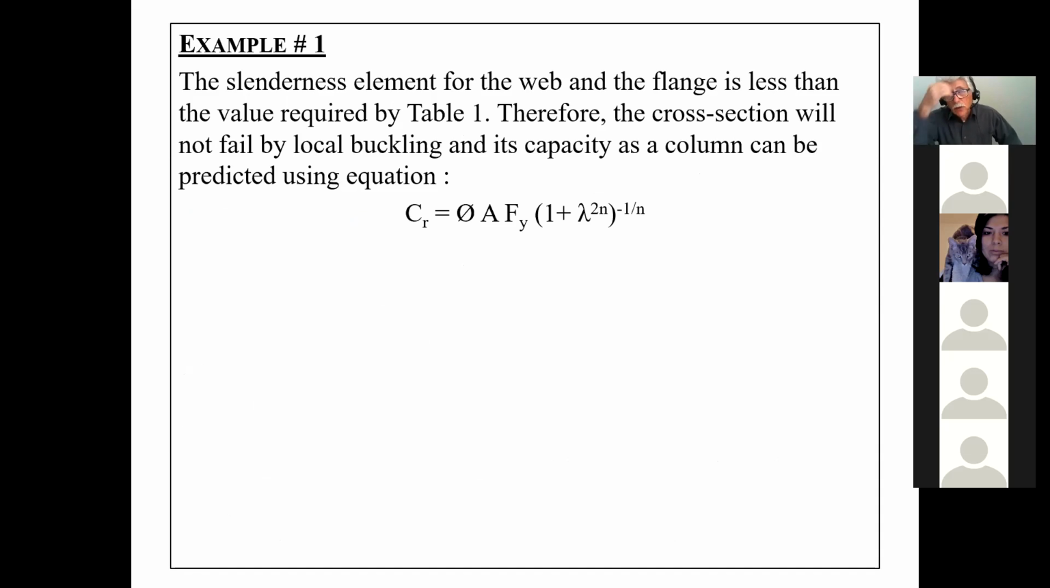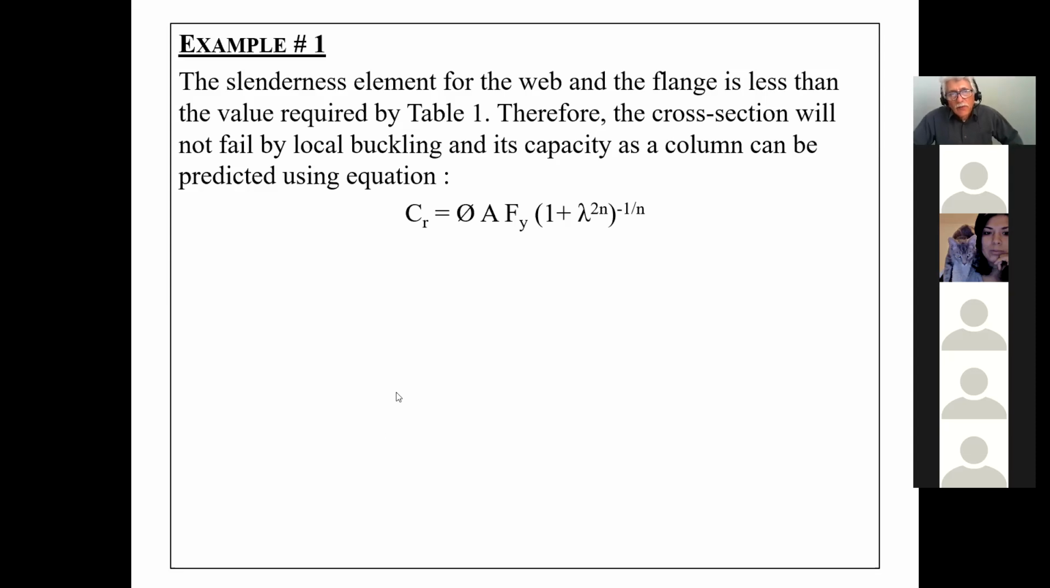But again, you use the formula only if you've verified that it meets the requirements of table number 1, okay? So the slenderness of the web is less than the values of table number 1. Therefore, the cross-sectional area will not fail by local buckling, and its capacity as a column can be predicted using this equation, okay? And that's what that table does. It assures you that you're going to get an overall failure and not a local failure.